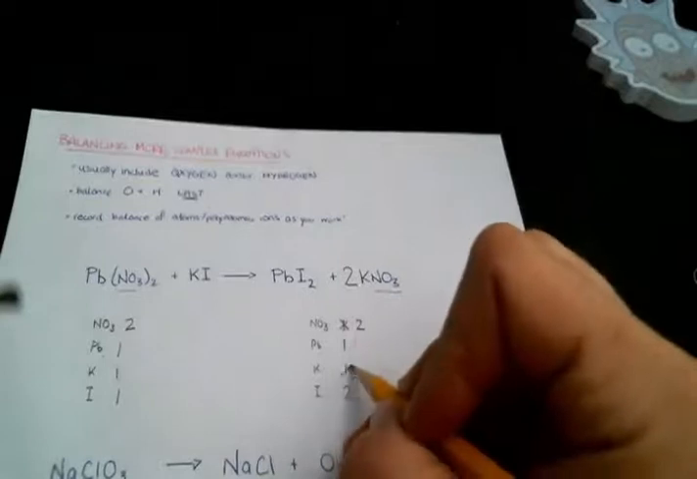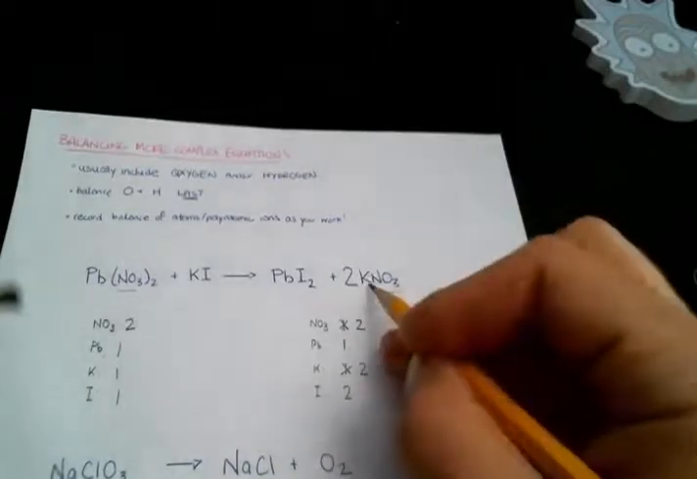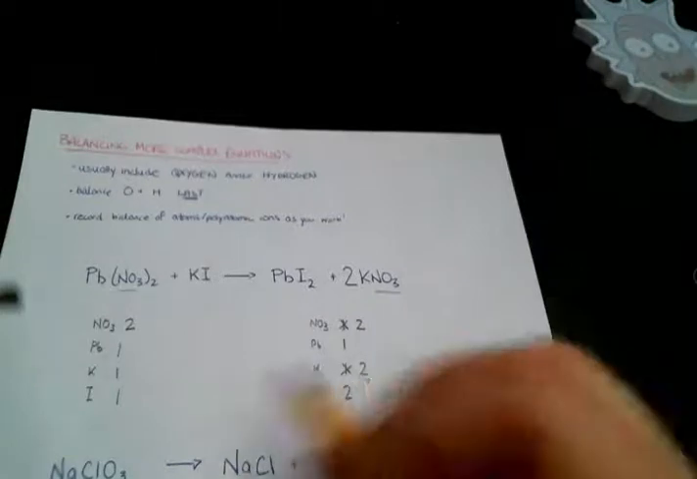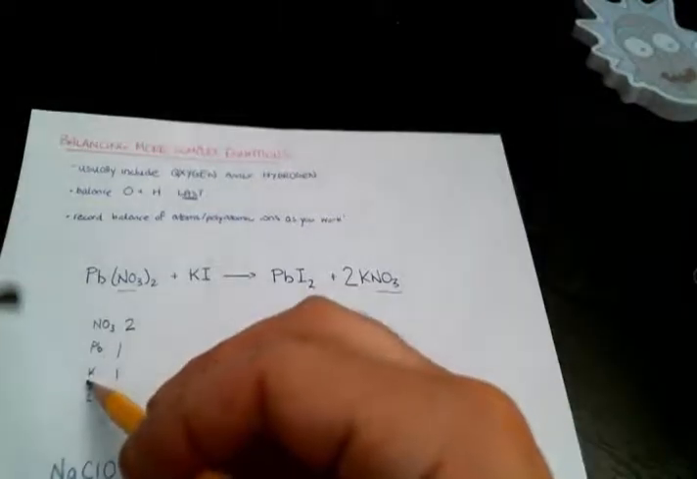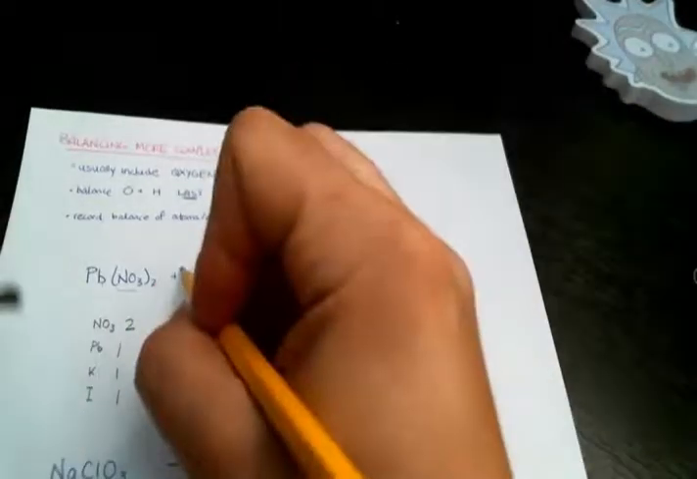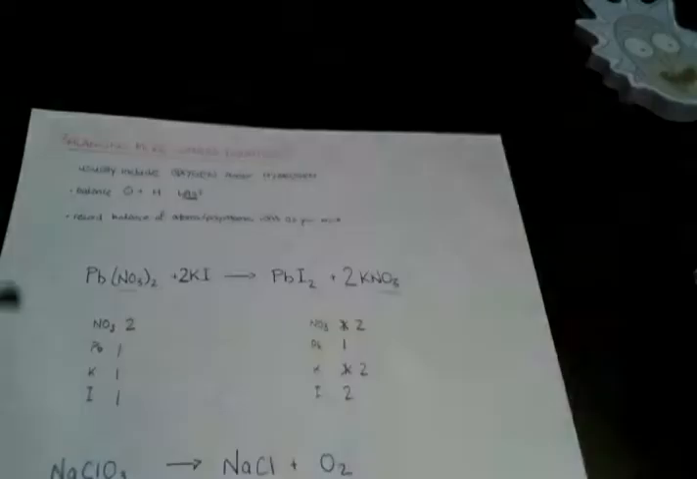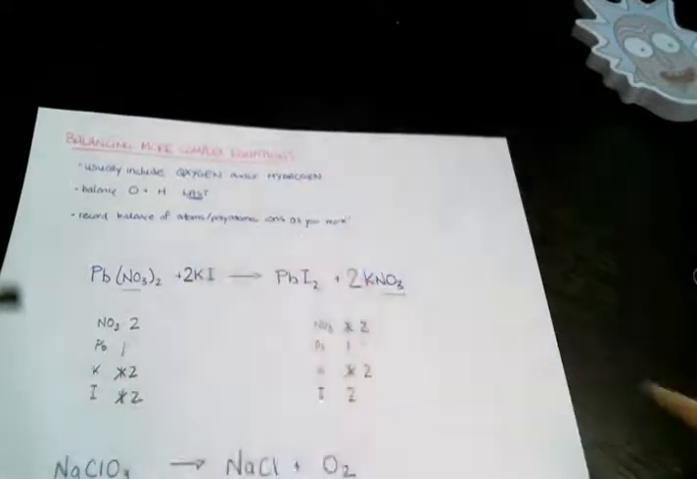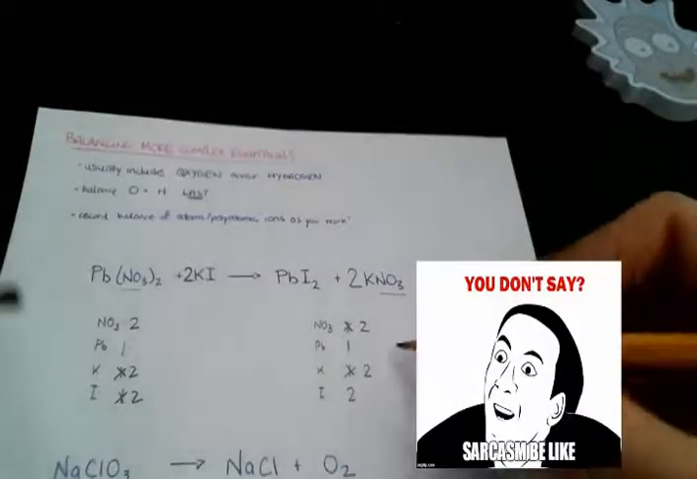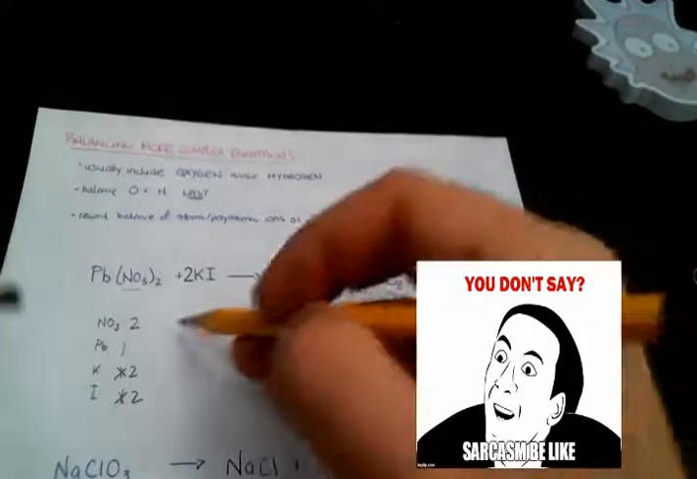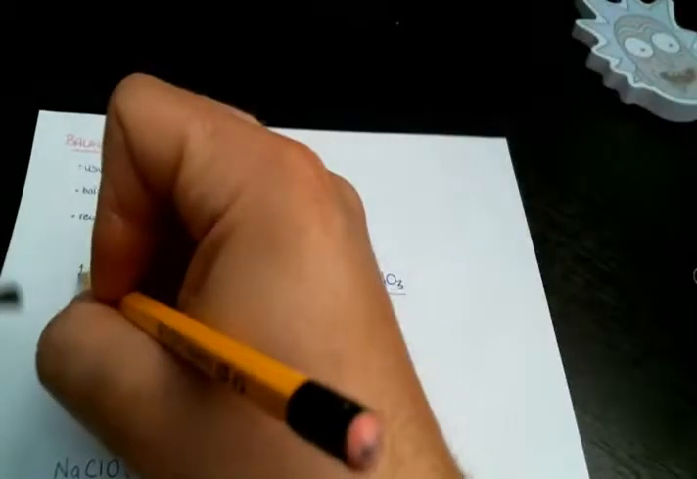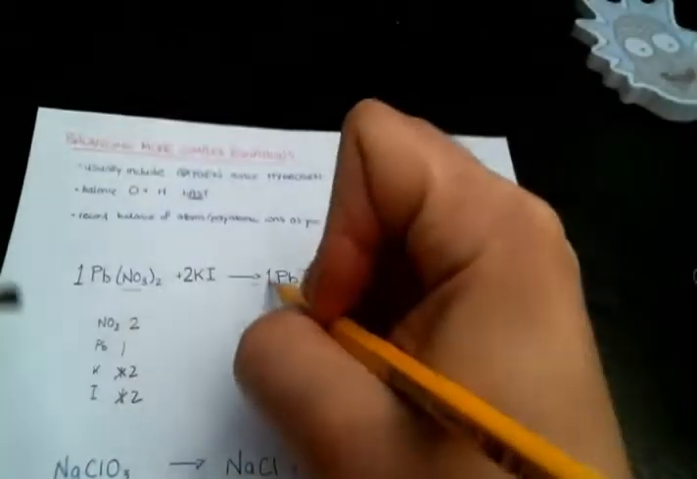But that also means I have 2 potassiums. Now that's annoying. So now I've got 2 potassiums over here. That means I'm going to need 2 potassiums over here as well. So I better put a 2 in front of that. Alright, so that means I'm going to have 2 potassiums instead of 1, and I'm going to have 2 iodines instead of 1. And oh my gosh, look at that. 1, 2, 1, 2, 2, 2, 1, 2, 2. And there are my coefficients. If you like, you can put 1s in front of the ones that don't have anything.